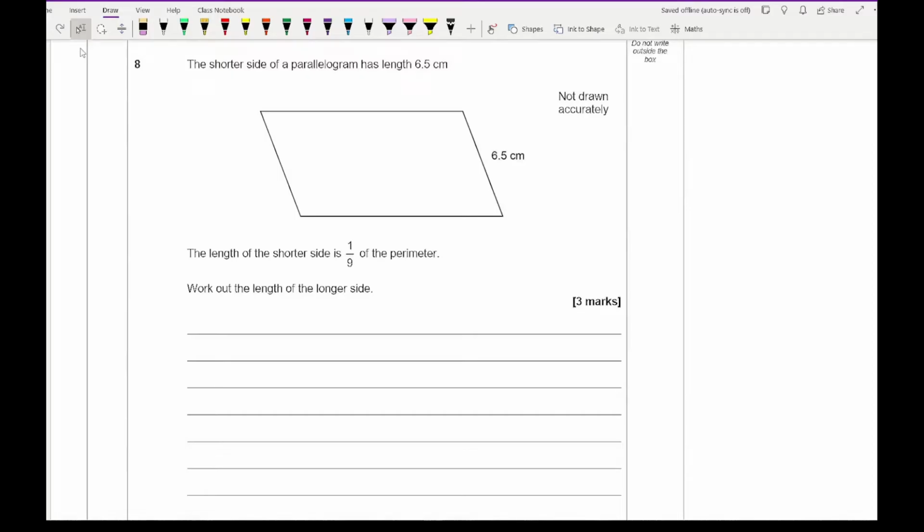The length of the short side is 1/9 of the perimeter. Work out the length of the longer side. So as this is a parallelogram, this side here is going to be 6.5, and I need to work out what the long length is. Now I'm just going to start by calling it x.